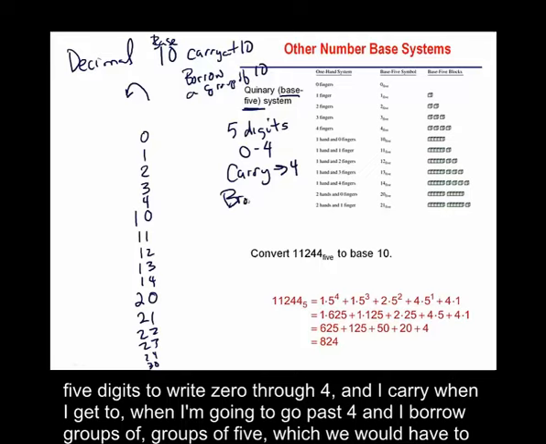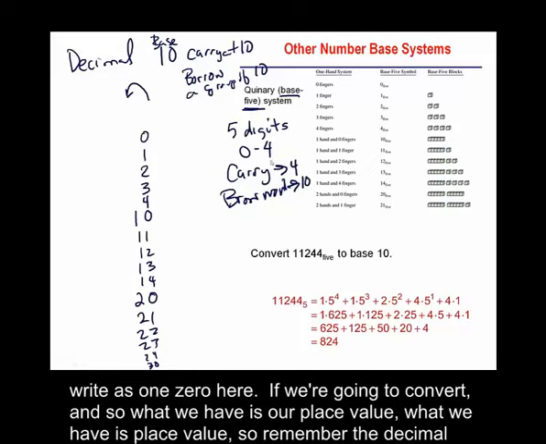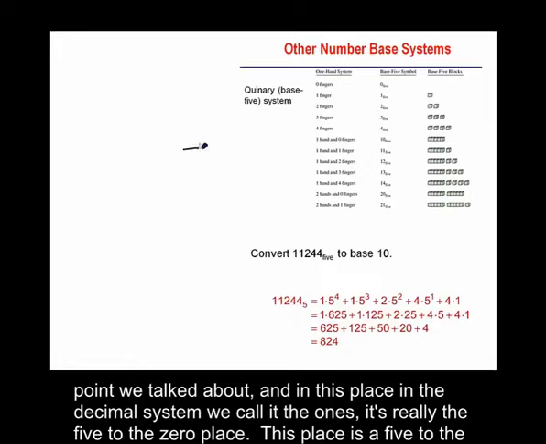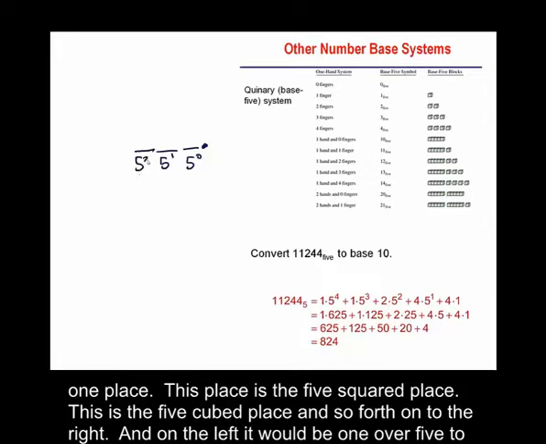And I borrow groups of 5, which we would have to write as 1, 0 here. If we're going to convert, what we have is place value. So we remember the decimal point we talked about. In the decimal system, this place we call the ones. It's really the 5 to the 0 place. This place is the 5 to the 1 place. This place is the 5 squared place. This is the 5 cubed place, and so forth on to the right.